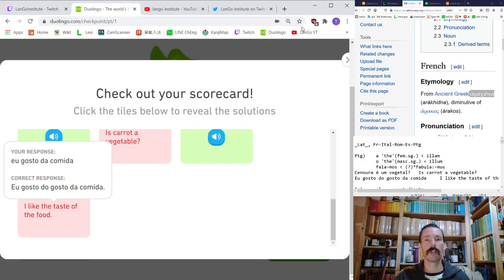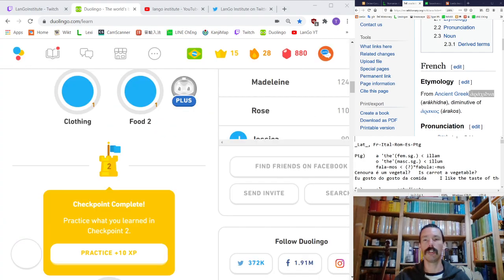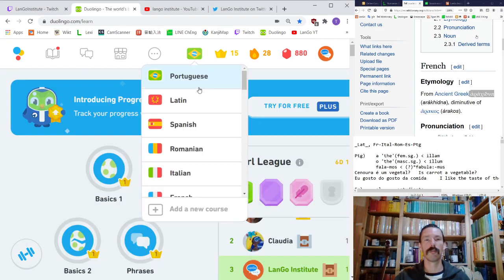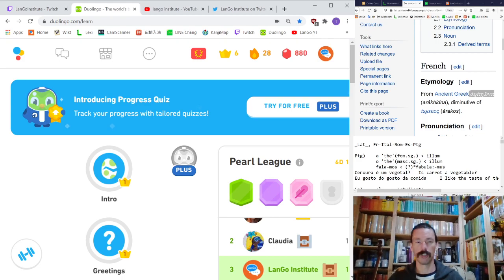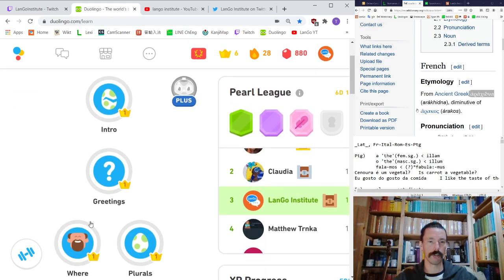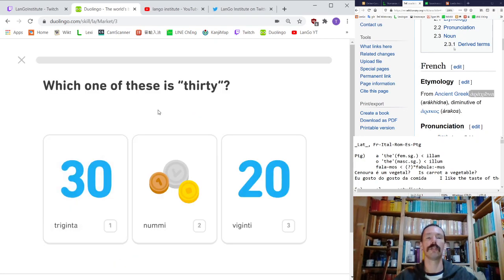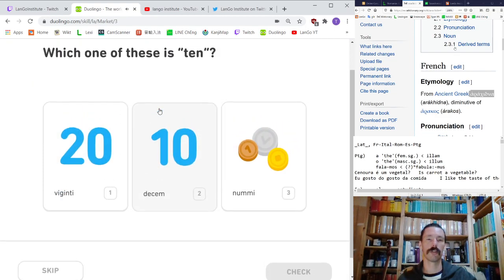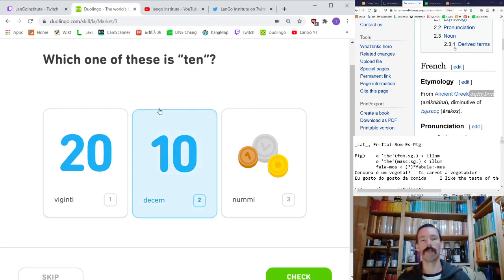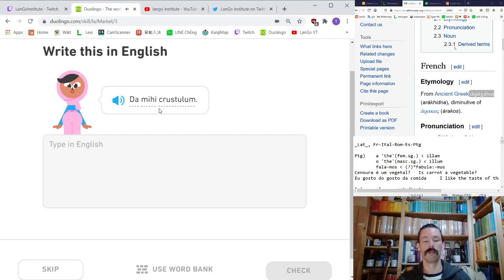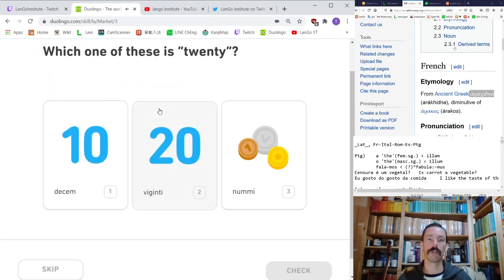Oh, we're just in Portuguese. Just checking out Latin and then some of the daughter languages. Get a feel for them. 30. Triginta. No sound attached. Nummi, coins. Decem. 10. Da mihi crustulum. Command form of the verb. Give me a cookie. Mihi, to me. Viginti, 20.